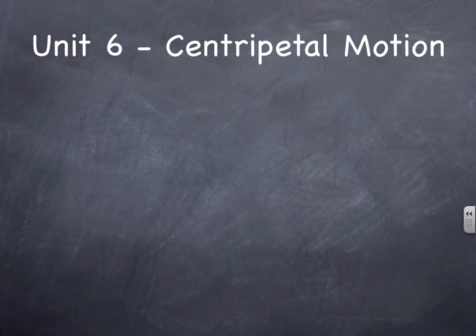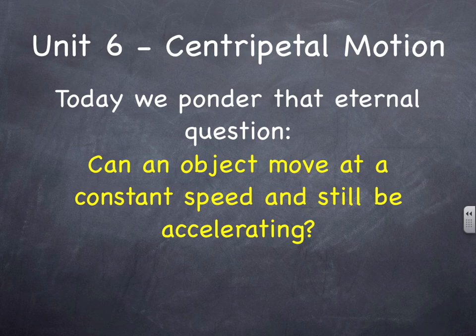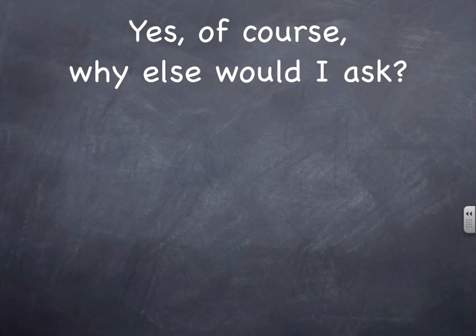Today we're going to begin Unit 6, which deals with centripetal motion. Centripetal motion is a little bit different than what we've been talking about before, which is linear motion. We've been working on things that are going in a line. So today we're going to ponder that eternal question. Can an object move at a constant speed and still be accelerating? And of course the answer has to be yes, because otherwise why would I ask? That would just be ridiculous.